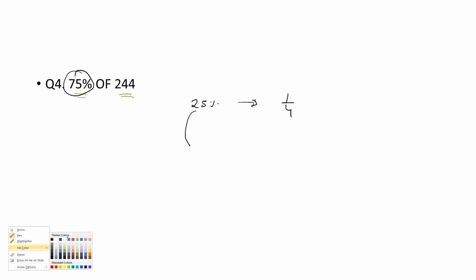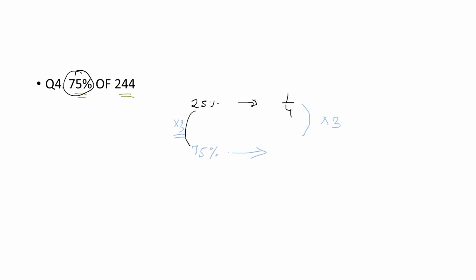So moving to question number 4. What is this? 75% of 244. Yes, 75% of 244. Now you know that the ratio of 25% is nothing but 1 by 4. So what will be the value of 75%? By multiplying this 25 three times, you'll get 75. Yes, you have multiplied by 3 on this side, so again you have to multiply by 3 on the other side also to balance the equation. So you'll get the ratio of 75% is nothing but 3 by 4.